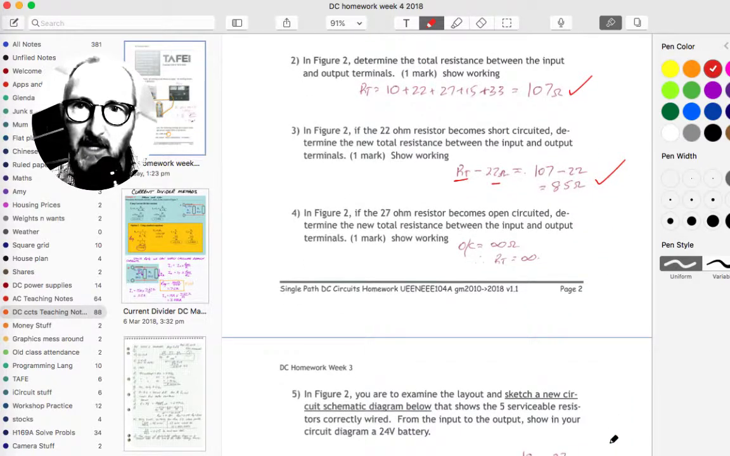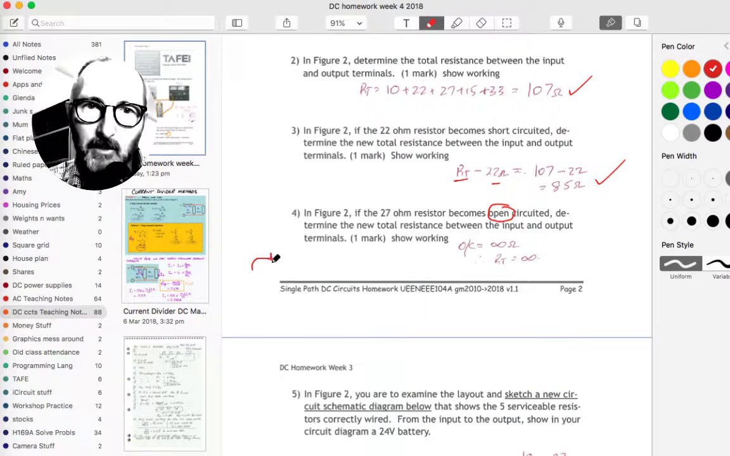Another question based on that, in figure 2, if the 27 ohm resistor becomes open circuit, that means you've got the cutters and you've actually cut through it. So in other words, we've had a resistor, and I'll use the European symbol there for the resistor, and somebody has come along and they have cut the wire perhaps. So the wire's been cut. It's now going to be like this in circuit, open circuit, and the resistor could have just burned out, but I'm using this example that it's been cut.